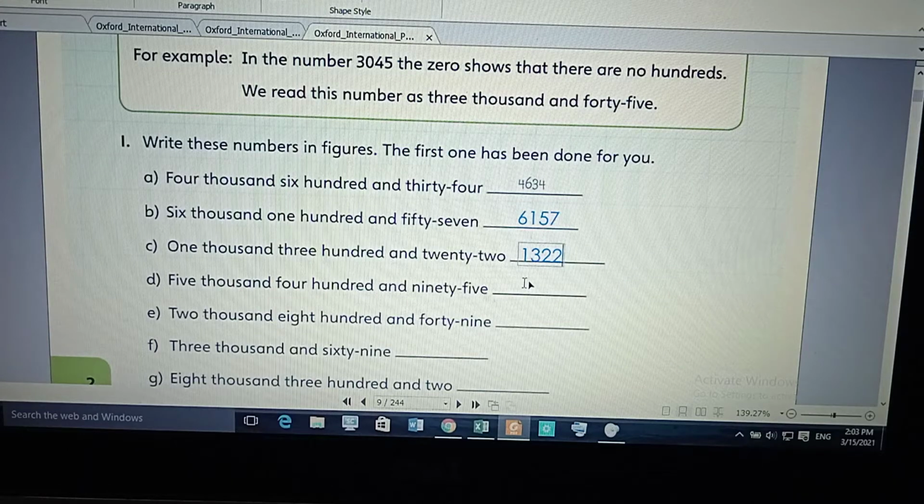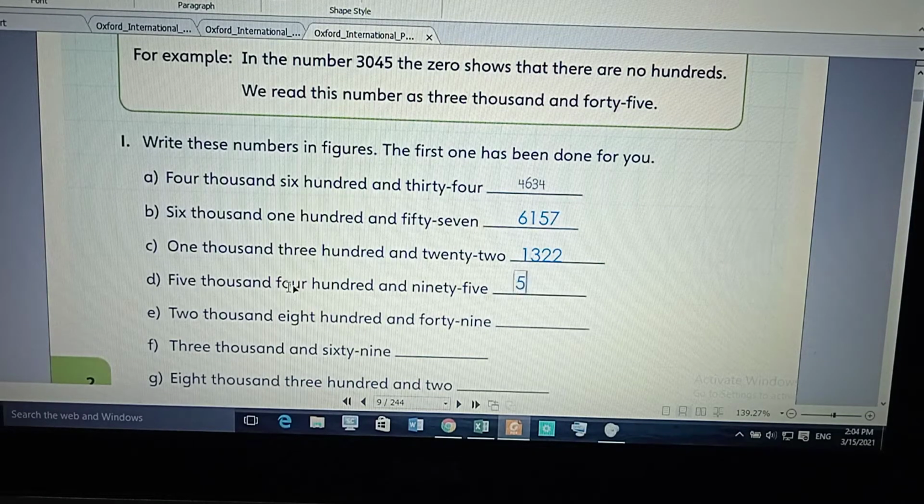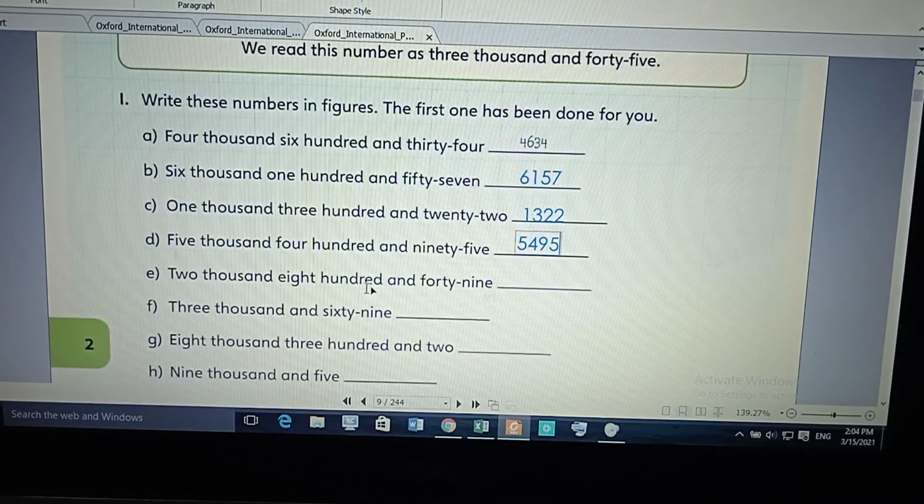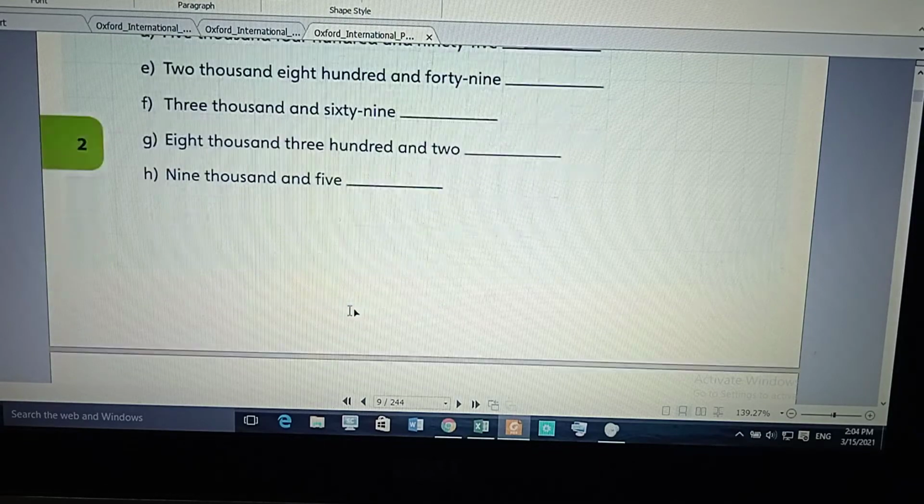Look, it's simple. Maths is very simple. You all are making it a mess. Play it like a game and love it. 5,495. Okay, solve it on your own. This is your homework.